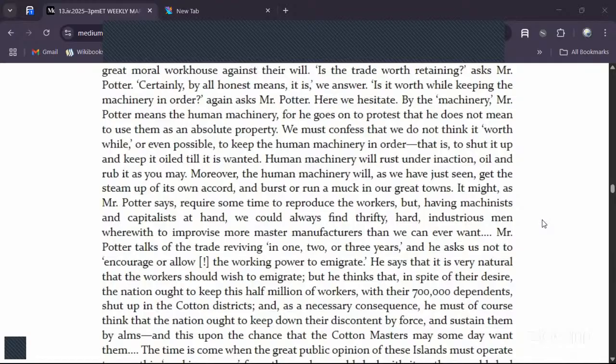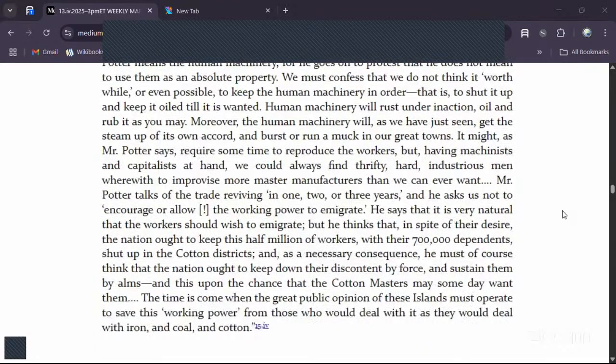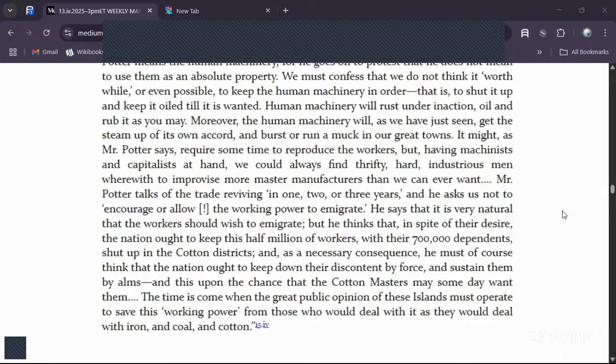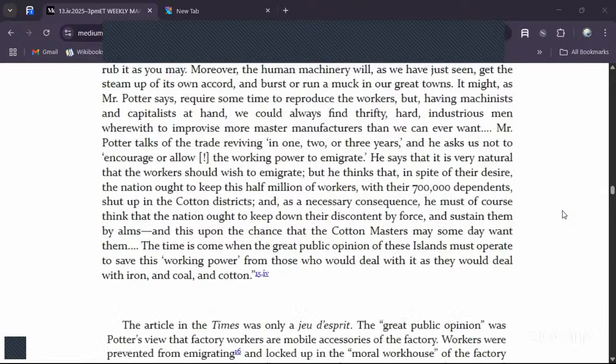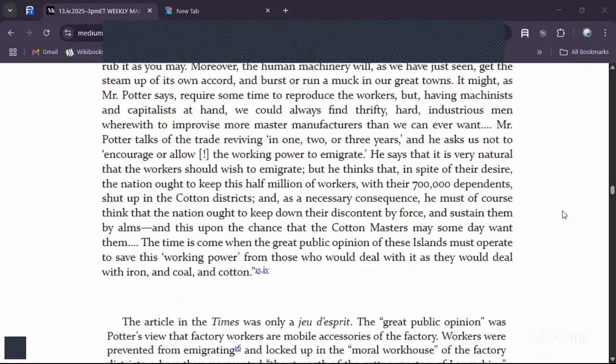He says that it is even very natural that the workers should wish to emigrate, but he thinks that in spite of their desire, the nation ought to keep up this 500,000 of workers with their 700,000 dependents shut up in the cotton districts, and as a necessary consequence, he must of course think that the nation ought to keep down their discontent by force and sustain them by alms, and this upon the chance that the cotton masters may some day want them. This time is come when the great public opinion of these islands must operate to save the working power from those who would deal with it as they would deal with iron and coal and cotton.